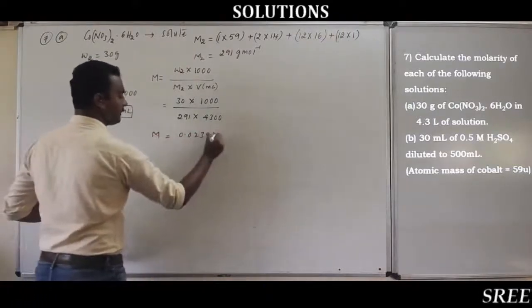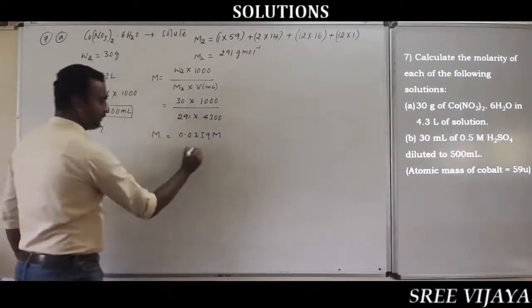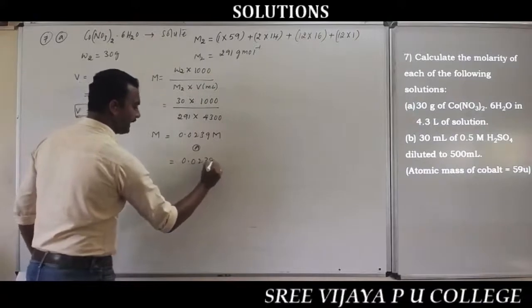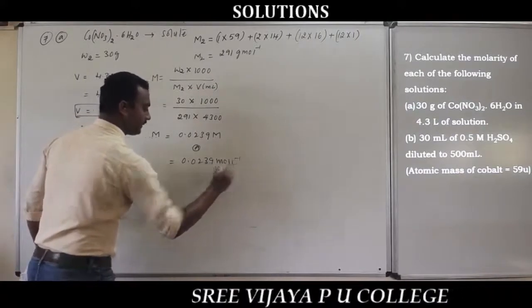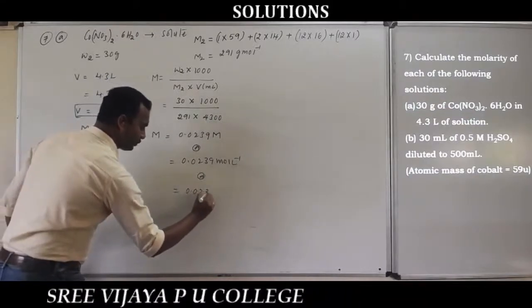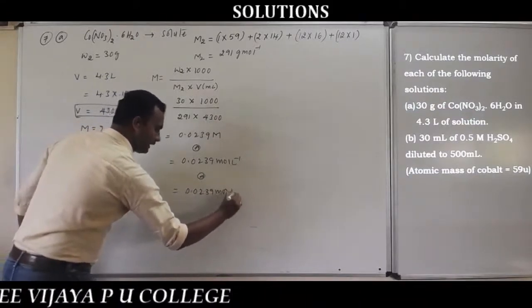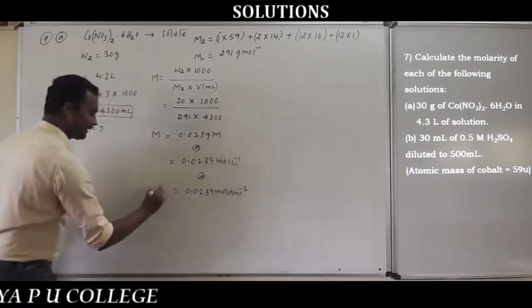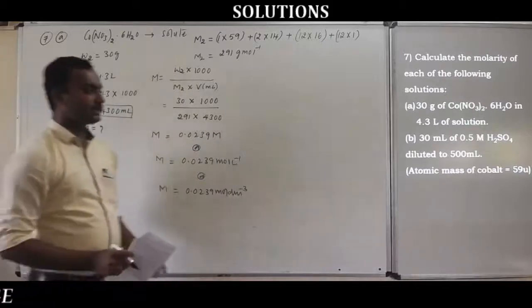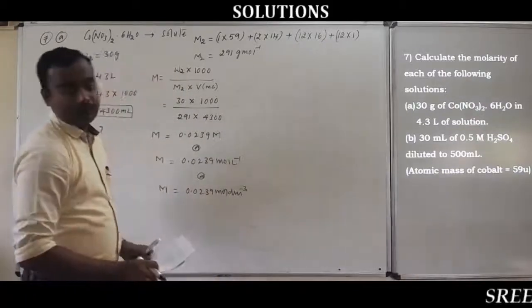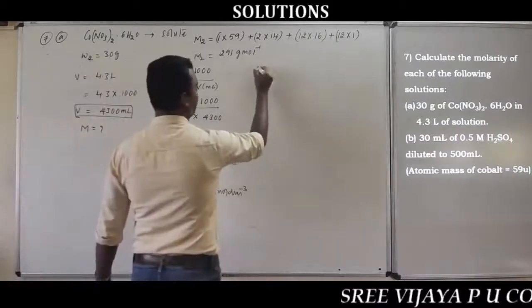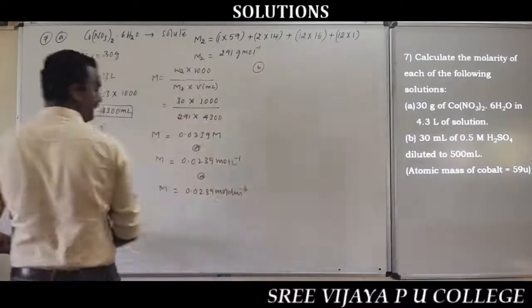So capital M is the unit, we call it molar. When writing it, the molarity is equal to 0.0239 mole per liter, you can write it that way, or that is equal to 0.0239 mole per dm3, you can write it that way too. So that is the molarity of the cobalt nitrate solution obtained by dissolving 30 gram of it in 4.3 liter solution. So A is done. Next take B.